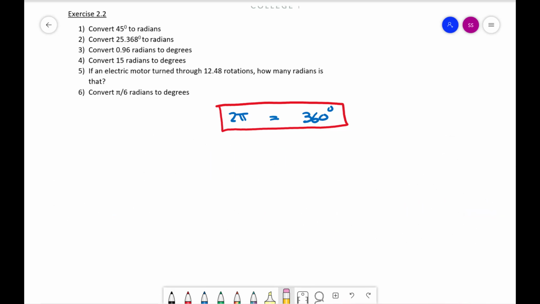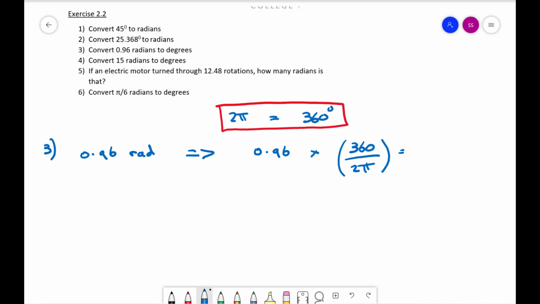So for question 3 then, we've got 0.96 radians, and we want to convert that into degrees. So this one will be 0.96 times 360 over 2 pi, which you'll notice is just the upside down of what we did last time. So 360 divided by, open bracket, 2 times pi, close bracket, equals, and now times by 0.96 equals. And I get 55.004 degrees. So there's my conversion for number 3.